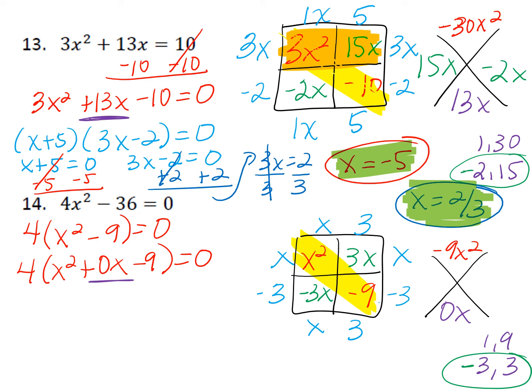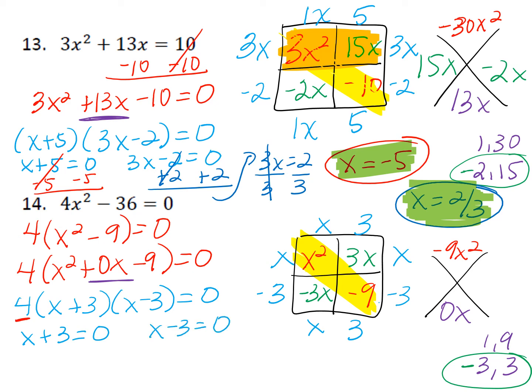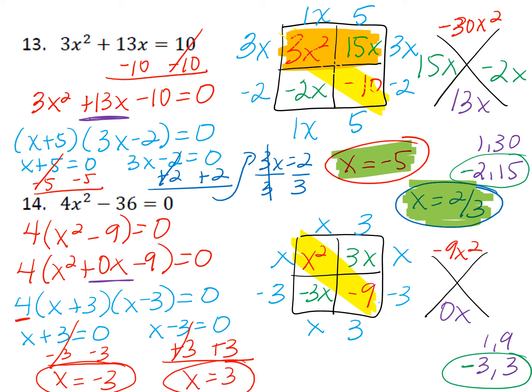So, again, we still have the 4 out front. And then we have an x plus 3 and an x minus 3. Again, we don't have to worry about the 4 because we know 4 does not equal 0. So we set x plus 3 equal to 0, x minus 3 equal to 0, and we solve each of those. So x equals negative 3 is one answer. X equals positive 3 is the other answer.